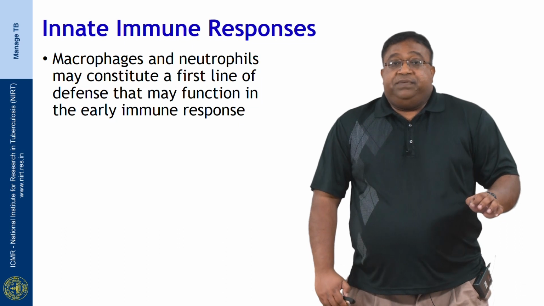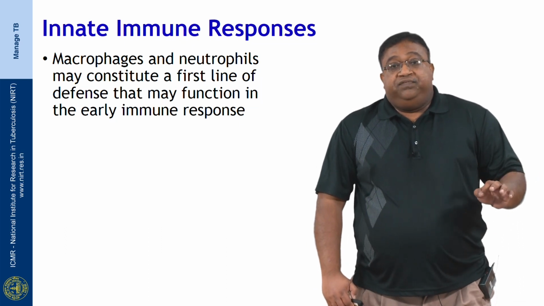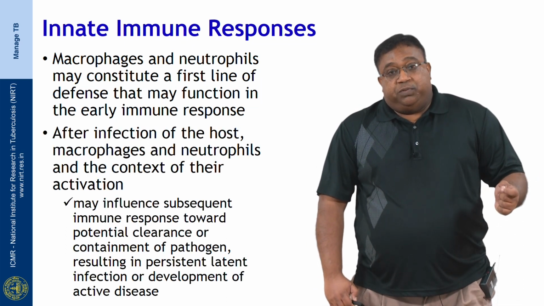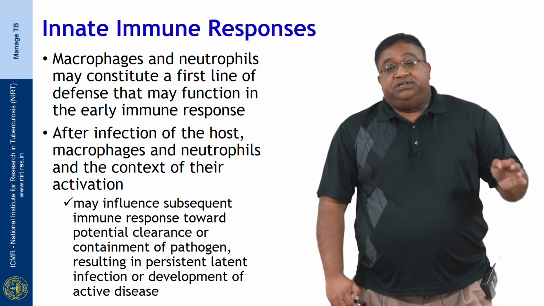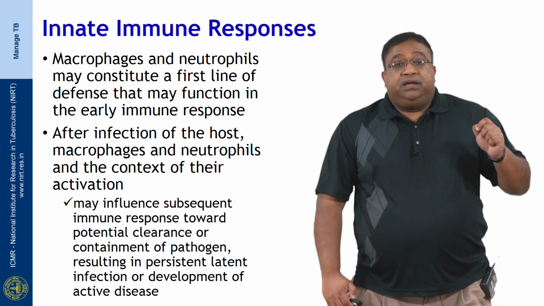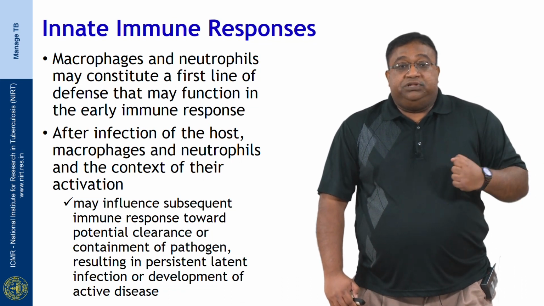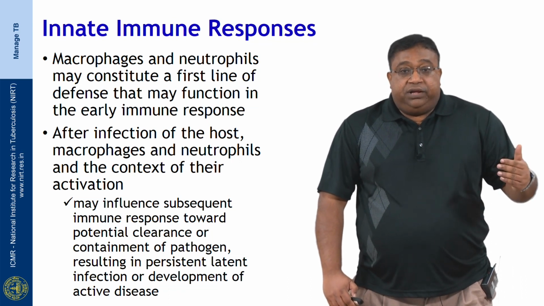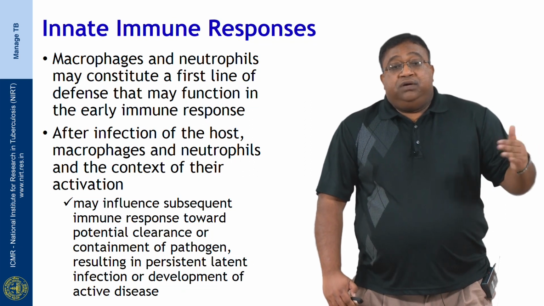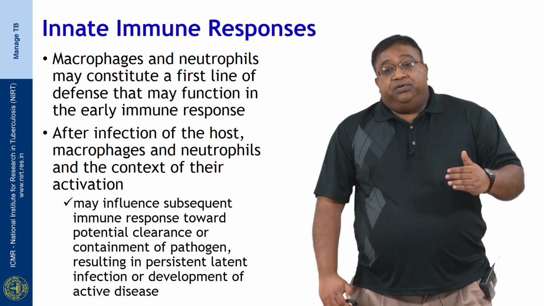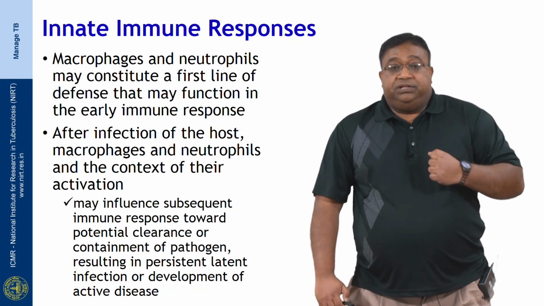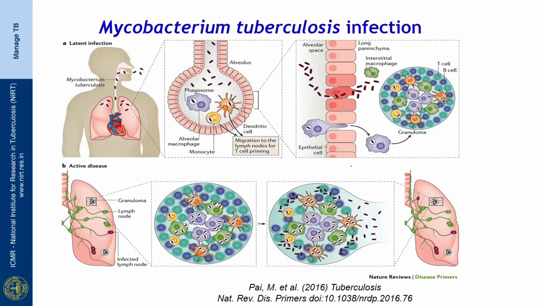Macrophages and neutrophils, as I mentioned, constitute the first line of defense that function in the early immune response. After infection of the host, these macrophages and neutrophils and the context of their activation can influence subsequent immune responses towards either potential clearance or containment of pathogen, which results in a persistent latent infection, or the inability to contain the pathogen, which results in the development of active disease.